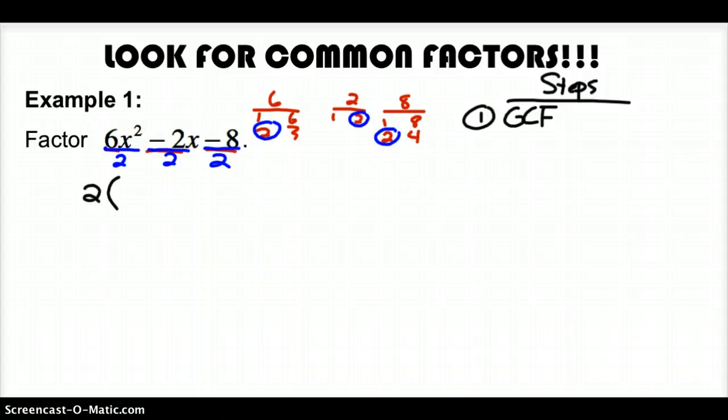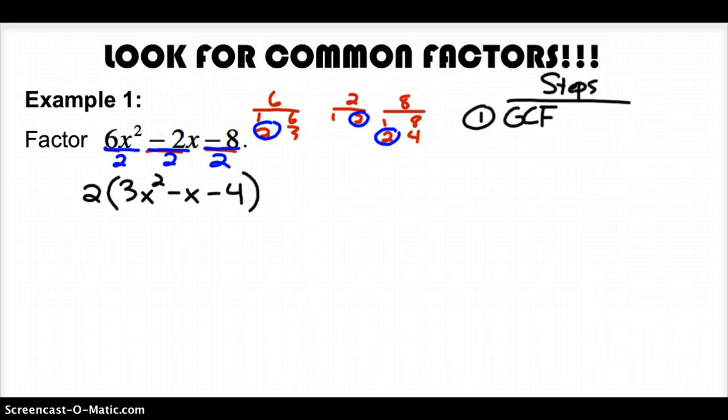I know that 6 divided by 2 gives me 3, so it's going to be 3x squared. -2 divided by 2 is just going to be a -1, so it's -1x. And then -8 divided by 2 is going to give me -4. So this is like my new math problem now.